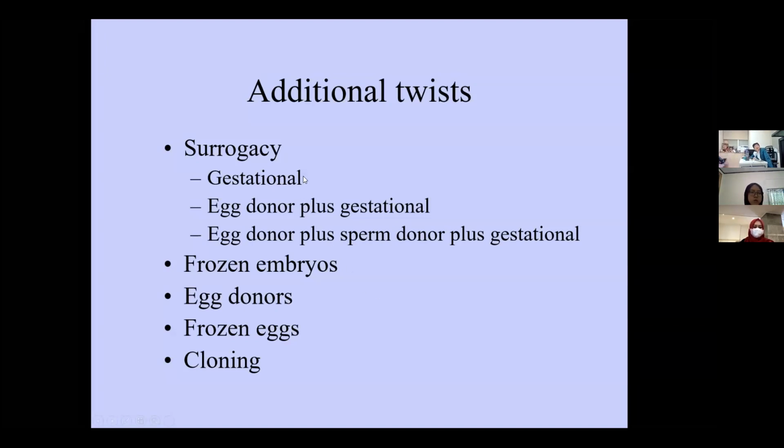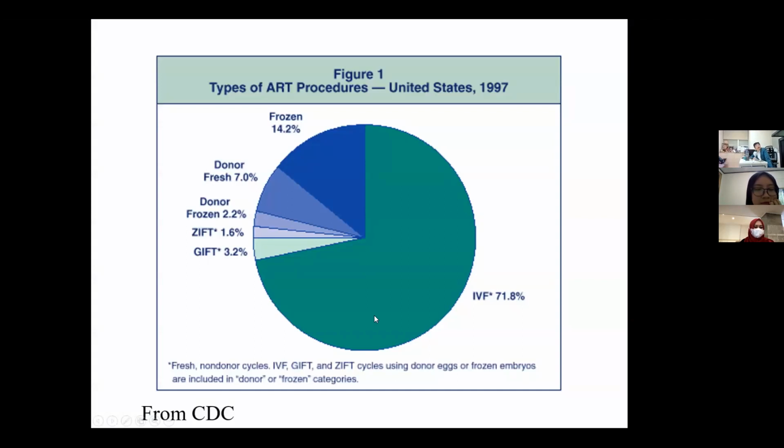So there are some issues like surrogacy, human cloning, frozen egg, frozen embryo, egg donor. Not only medical, there are also legal and social issues. Okay, so in the United States, almost 70% is IVF-ET. GIFT baby, ZIFT baby, frozen donor are less common. Some are frozen from the patient's own cells, some are from a donor, but the majority is IVF-ET.